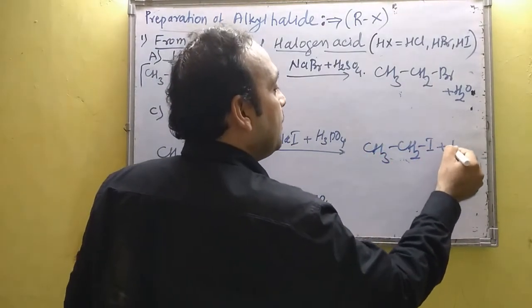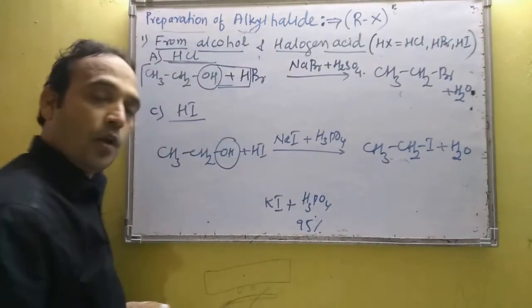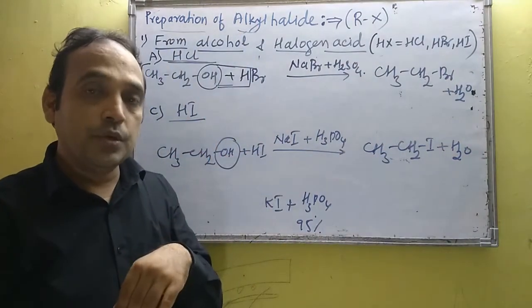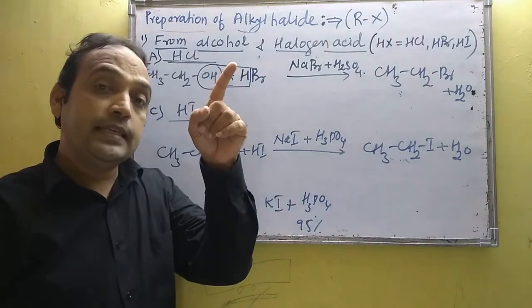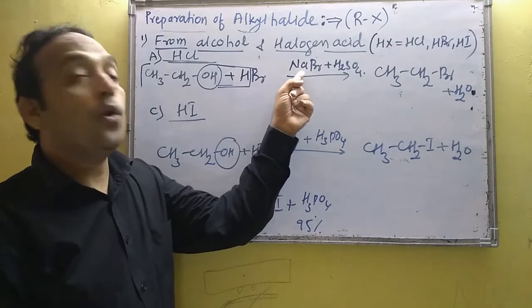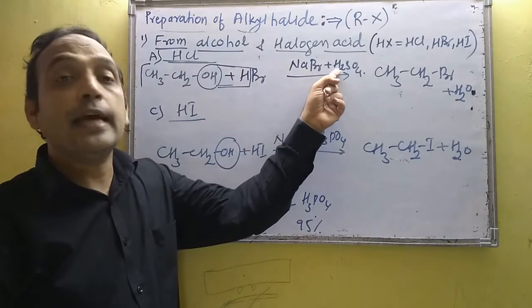alcohol converted into alkyl iodide plus H2O. Okay, so when concentrated HCl, hydrochloric acid, is used, the arrow condition is anhydrous ZnCl2. When HBr is used, the arrow condition is NaBr plus H2SO4.